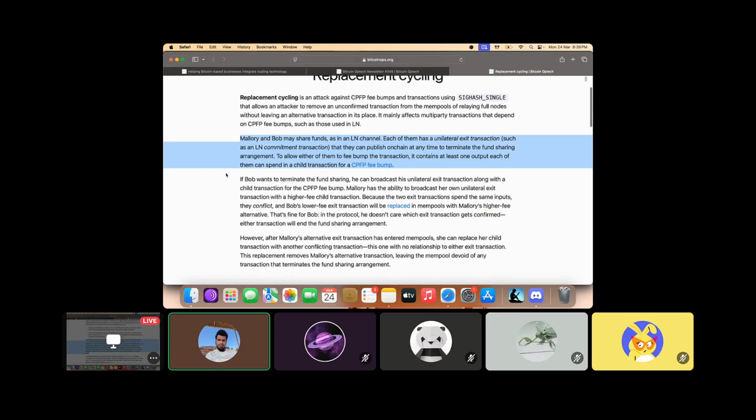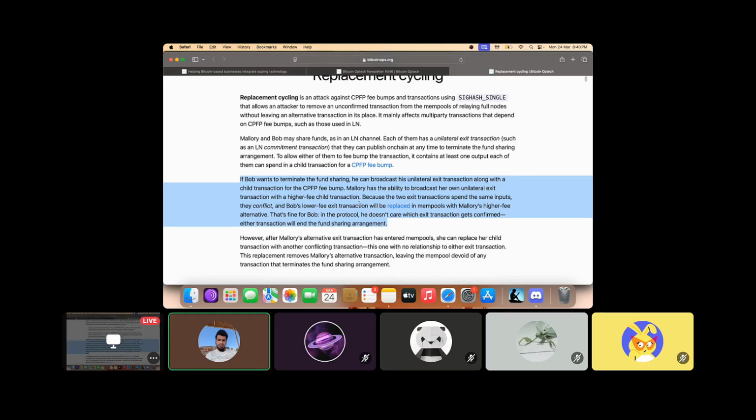So moving forward, if Bob wants to terminate the fund sharing, he can broadcast his unilateral exit along with a child transaction for the CPFP fee bump, right? In our example, Mallory and Bob share a Lightning channel. Both of them have their own version of the commitment transaction, each with an anchor output. Let's assume Bob wants to unilaterally terminate. What can Bob do? Bob can attach a child to the anchor output of his commitment transaction and CPFP it, right? Mallory has the ability to broadcast her own unilateral exit transaction with a higher fee child transaction.